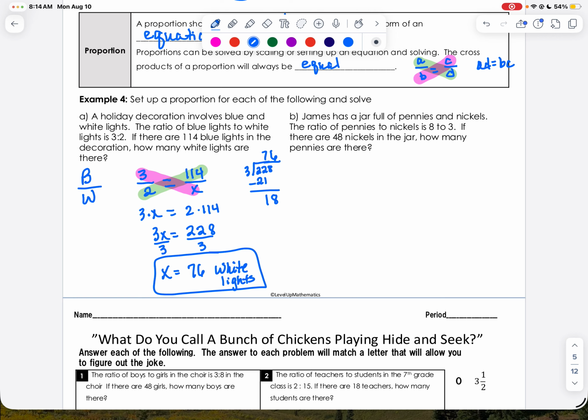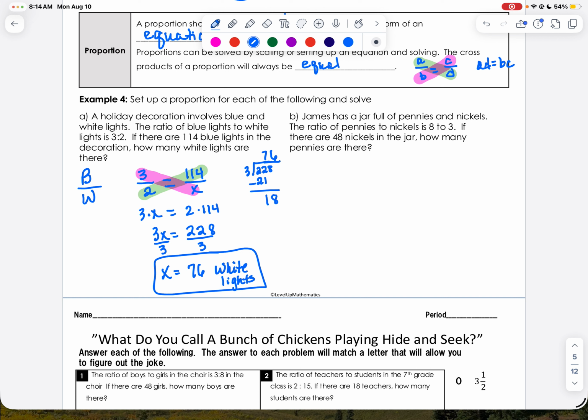All right. James has a jar full of pennies and nickels. The ratio of pennies to nickels is 8 to 3. If there are 48 nickels in the jar, how many pennies are there? Pause the video and try this problem on your own. When you're ready to check your answer, press play.